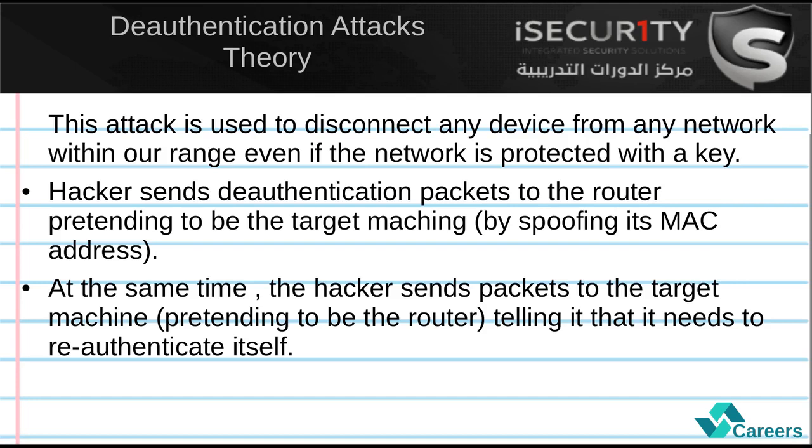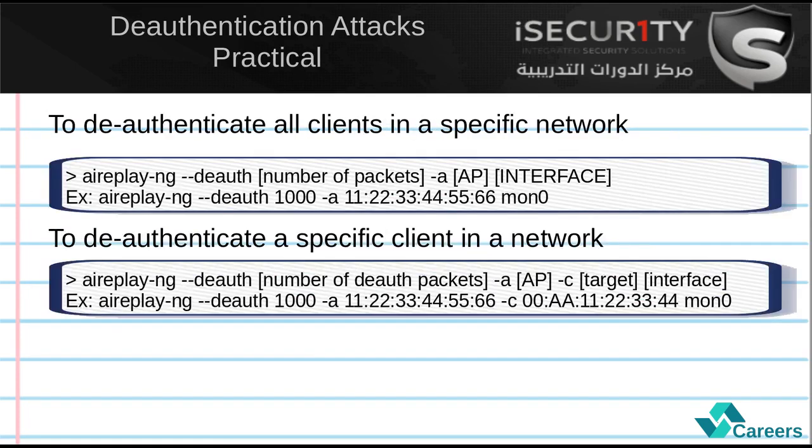So we're going to pretend to be the target client and tell the access point that we want to disconnect from you. And then we're going to pretend to be the access point and tell the client, you need to reconnect, you need to re-authenticate yourself. When we do that, the connection is lost. We're going to use a tool called AirPlayNG to do it. So let's see how we can do that.